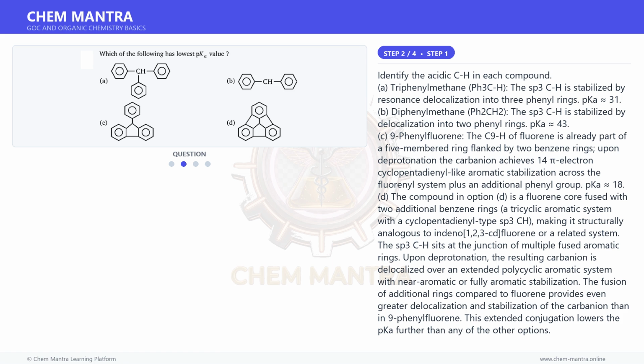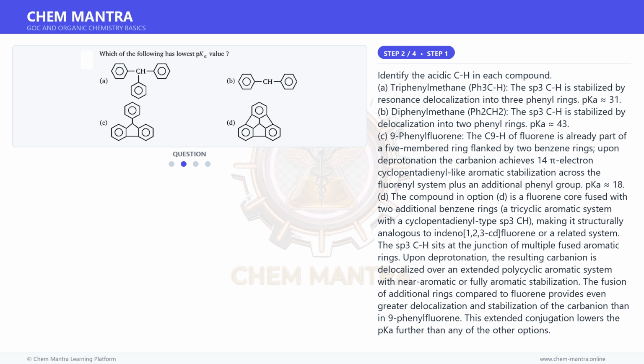pKa 18. D. The compound in option D is a fluorene core fused with 2 additional benzene rings, a tricyclic aromatic system with a cyclopentadienyl type sp3 C-H, making it structurally analogous to indeno[1,2,3-cd]fluorene or a related system. The sp3 C-H sits at the junction of multiple fused aromatic rings.